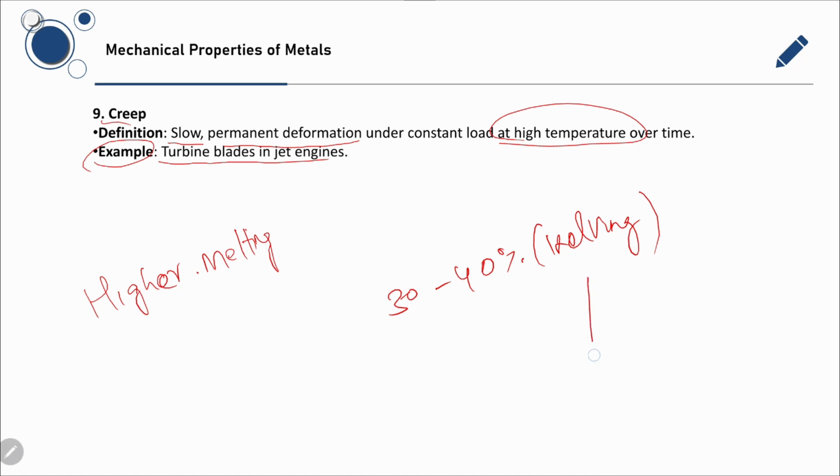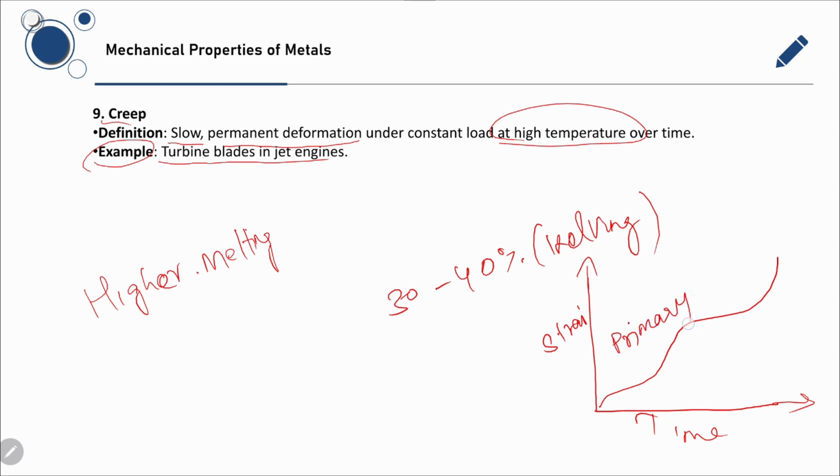Let me show the creep curve. This is strain and this is time. This is the creep curve, and here primary means the rate slows as work hardening builds. This is the minimum creep rate: strain divided by time at the service time and stress. At the service condition, we keep track of the strain and time.